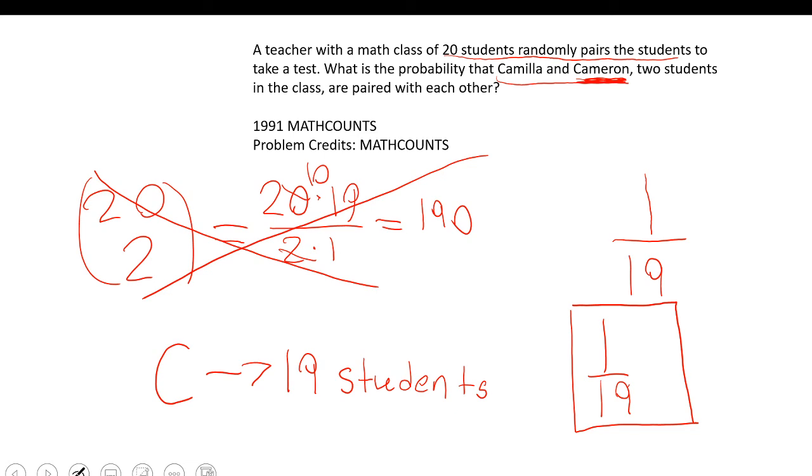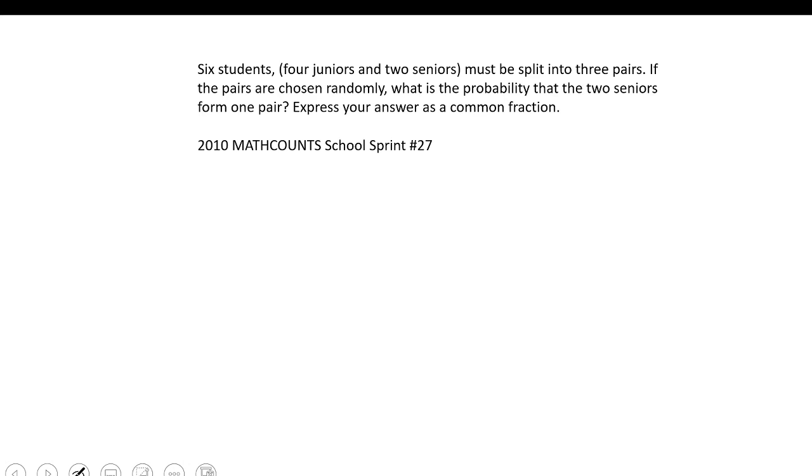Now that we know how to do these problems, let's go on to an easier example. We used the harder example to show the common flaw of saying 20 choose 2, or 20 choose 2 times 10 because there's 10 pairs, or using that nasty formula. So let's go here. This comes from the school sprint round.